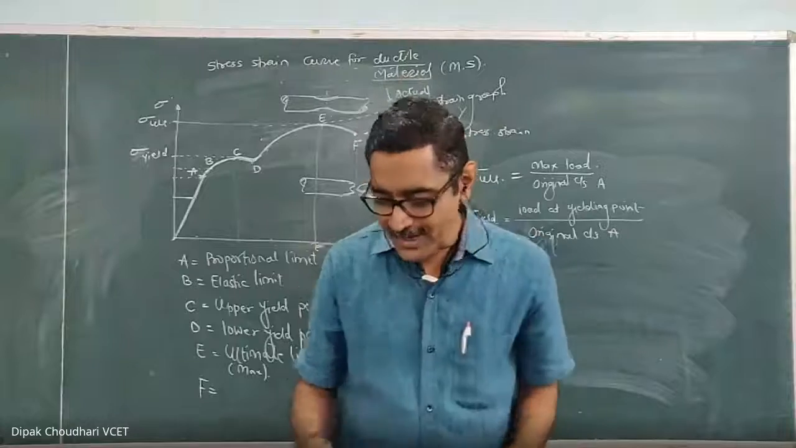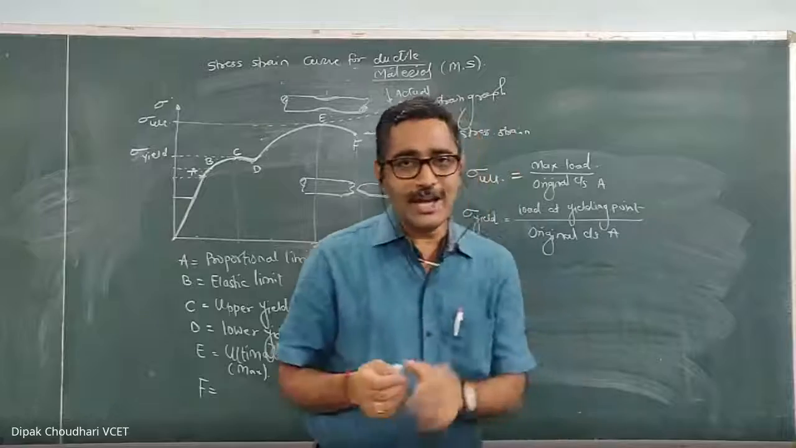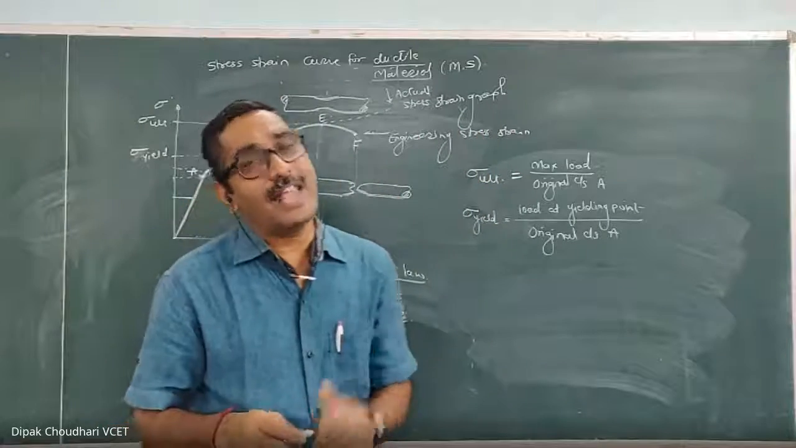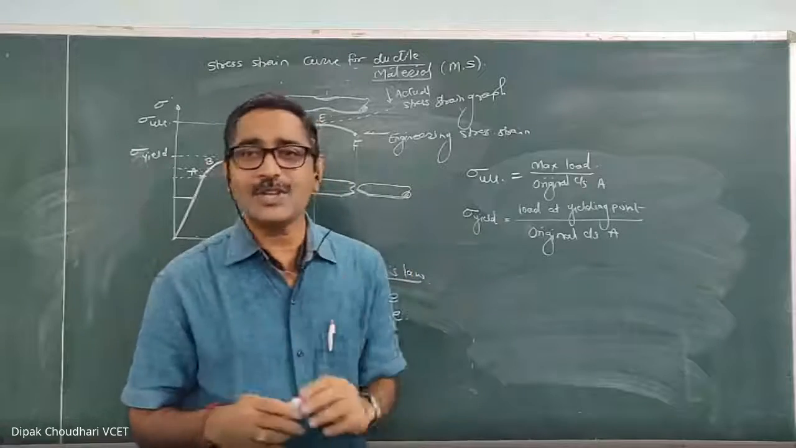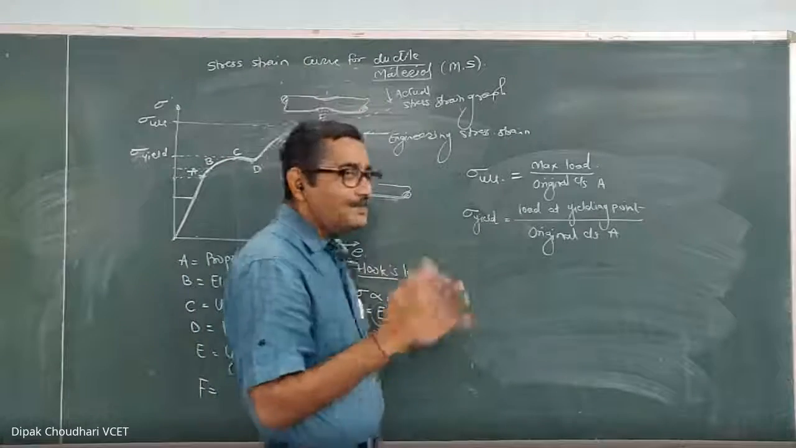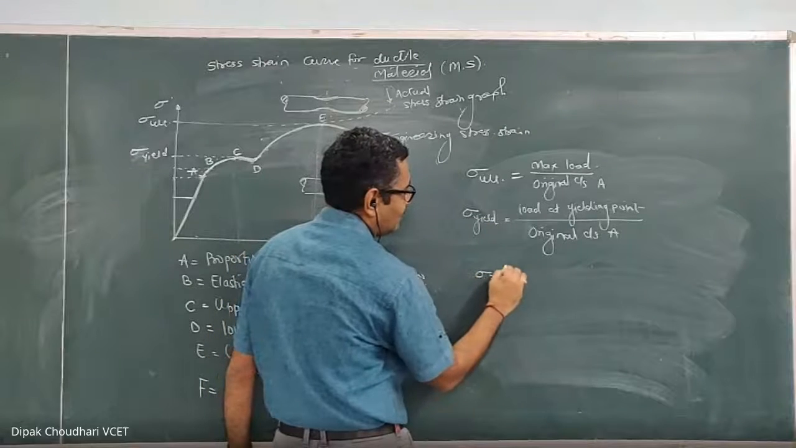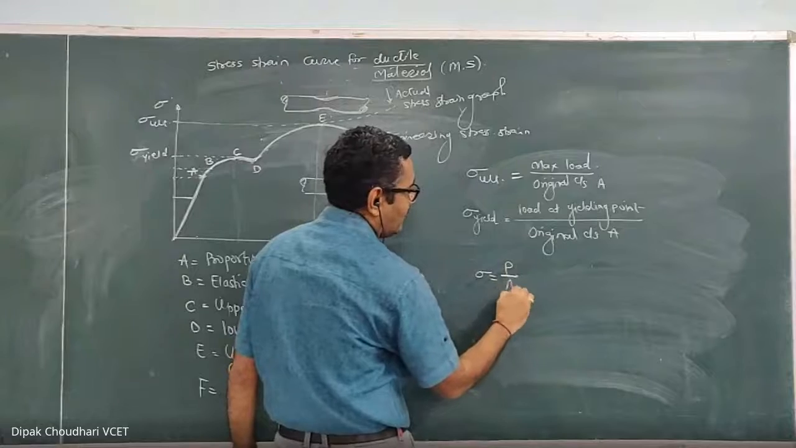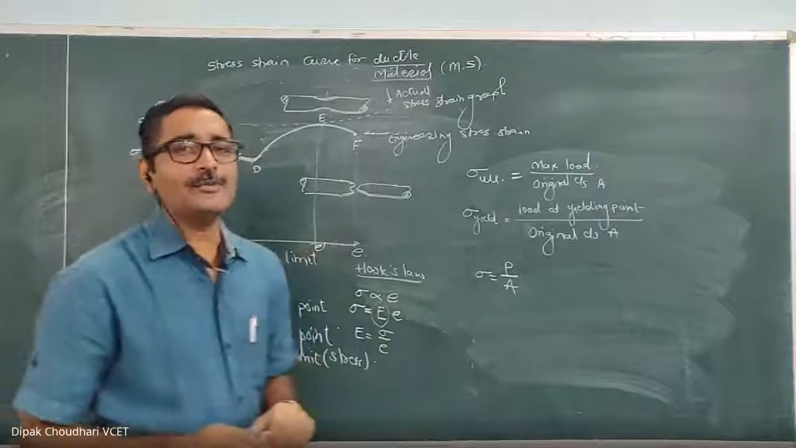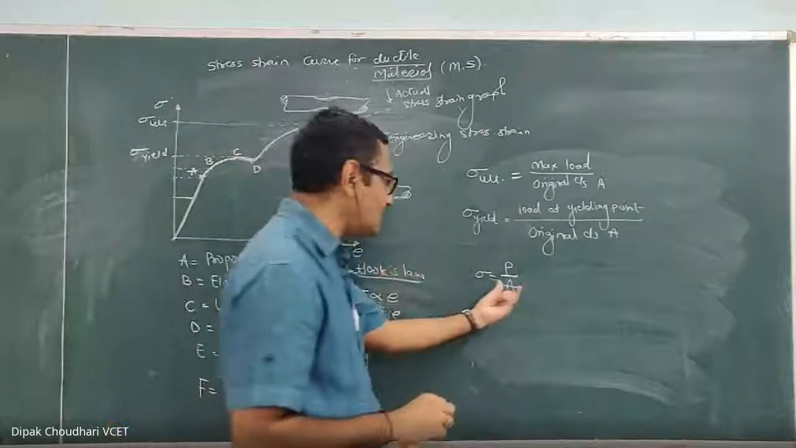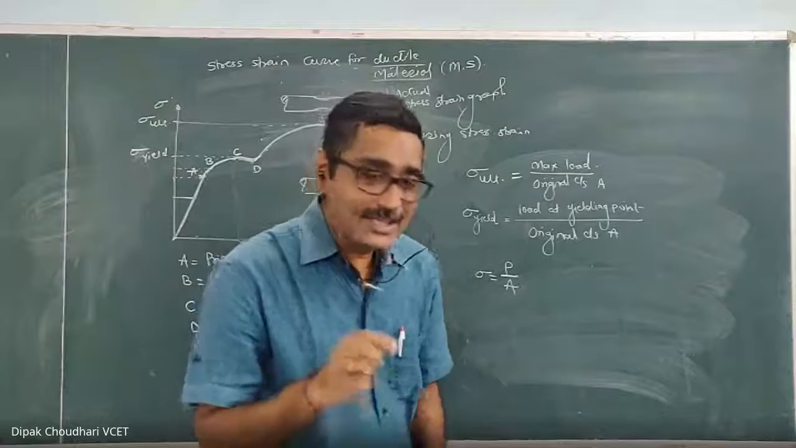So whenever we design any component, I already told you that designing means calculation of the cross-sectional area, calculation of the dimensions. That is known as design. The simple basic formula for design is stress equals external applied force P upon area. For whichever component you have to design, for that particular cross-sectional area, you have to estimate.